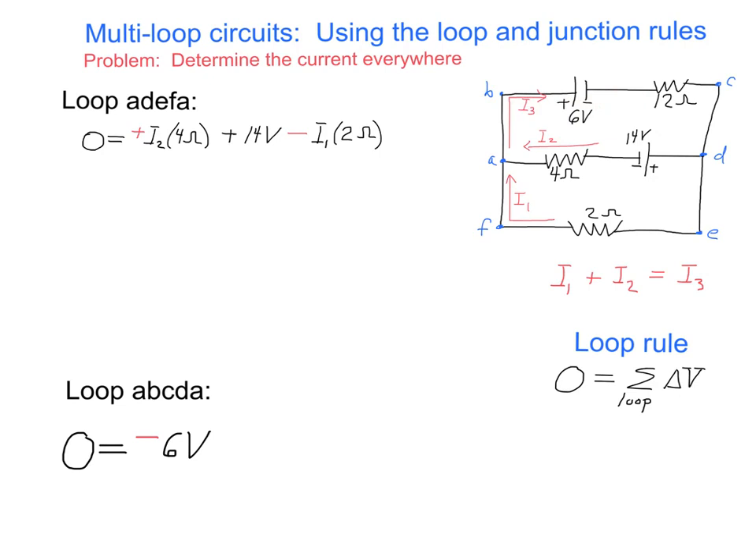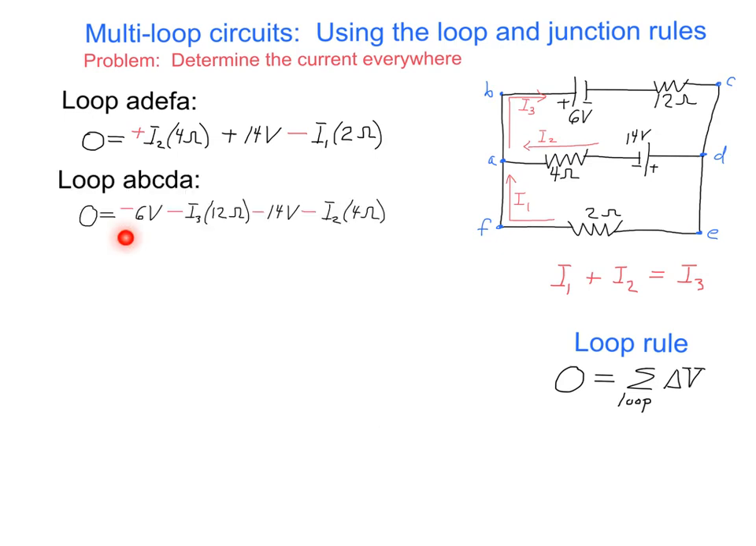Now we're following I3. We're going across the 12 ohm resistor in the direction of I3, so we drop I3 times 12 ohms. And then going this way, we traverse the 14 volt power supply going from high potential to low potential, so we subtract another 14 volts there. Finally we go across the 4 ohm resistor in the direction of the current I2, so we subtract I2 times 4 ohms, and we're back to where we started, point A. So the total change in potential around this loop must be 0.